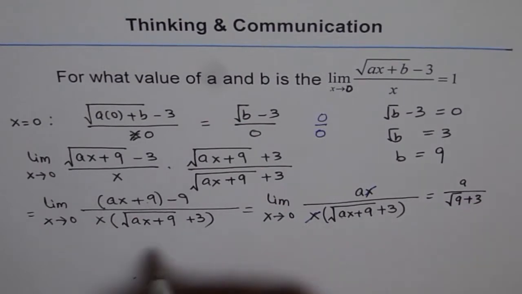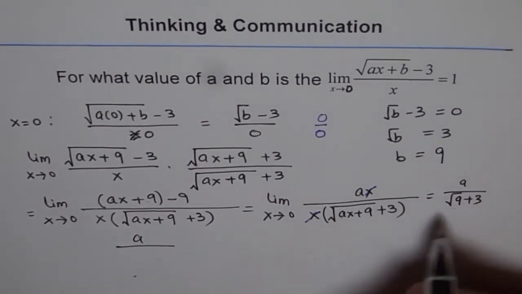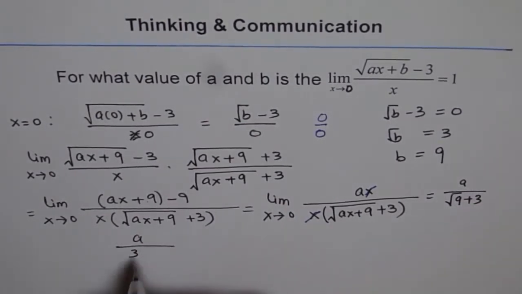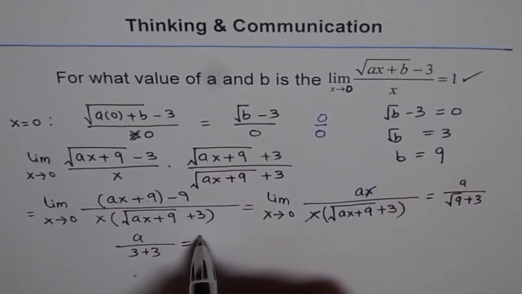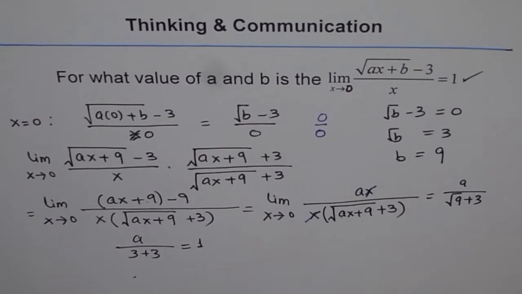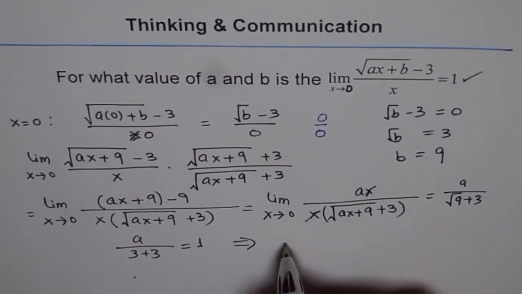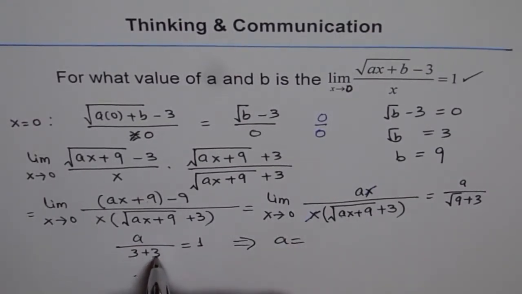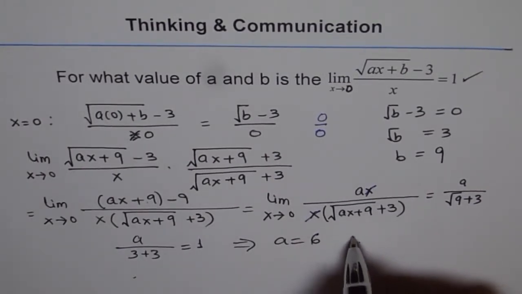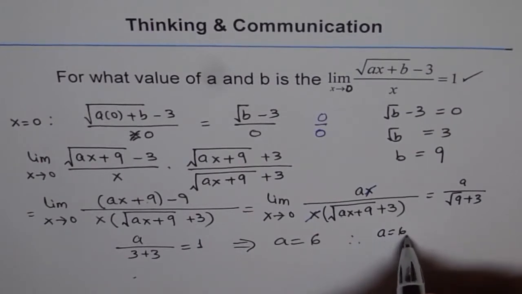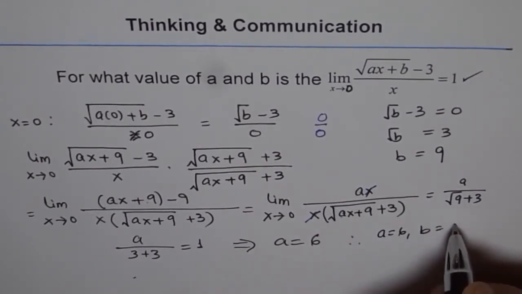Now we know that square root of 9 is 3, and 3 plus 3 is 6, so a over 6 is equal to 1. That is the limit which is given to us. And this simplifies to a equals 6 times 1. So a is 6. Do you see that? Therefore, the answer is that a equals 6 and b equals 9.